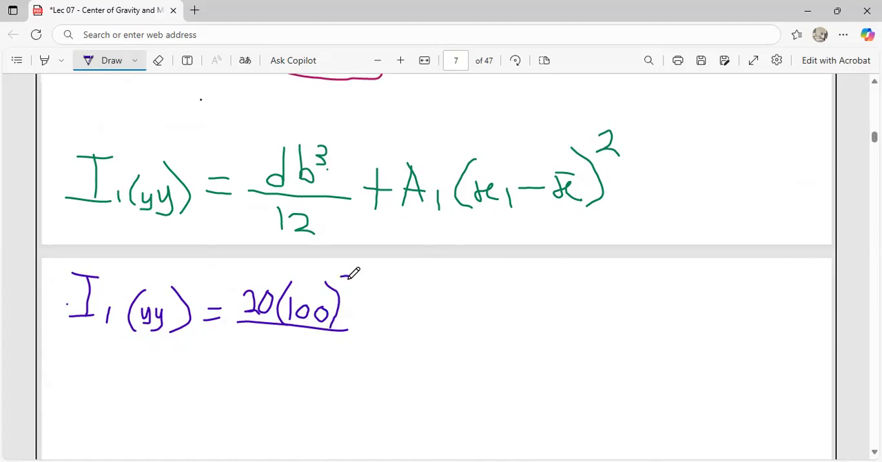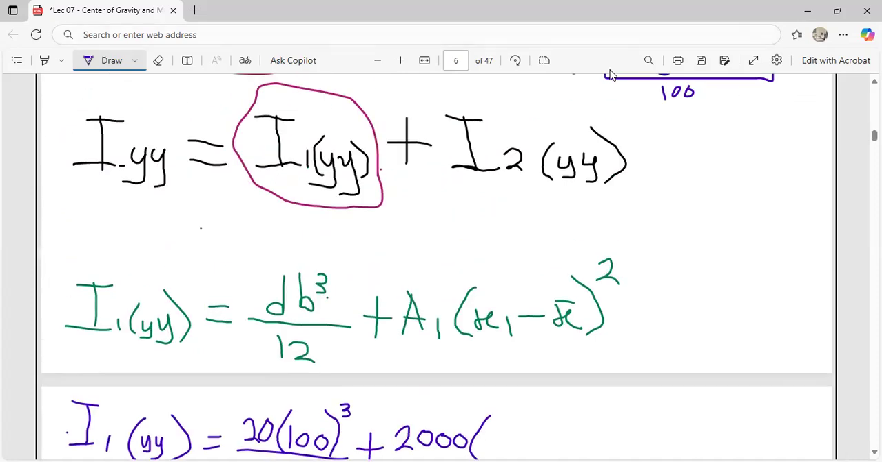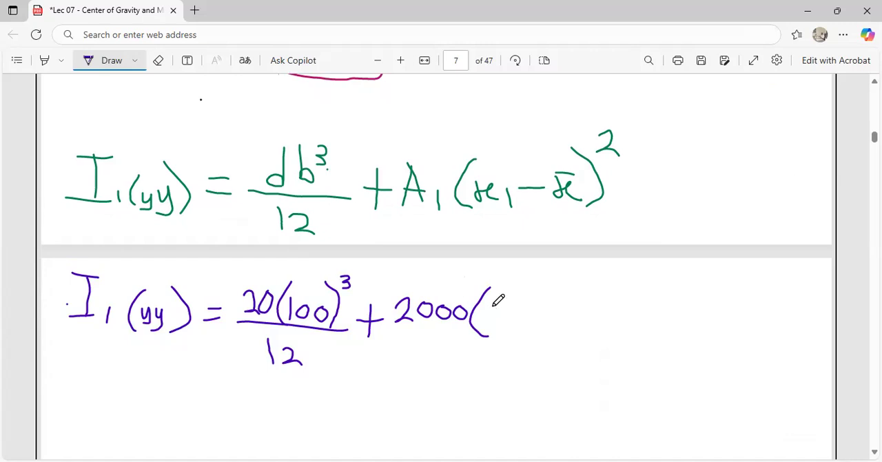All exponent 3, all over 12. Plus the area 1. The area 1, as we all know, was 2000. And then the x1. Our x, we saw that it is here, because their centers of gravity are intersected. They were all 100 divided by 2, which was 50/50. Yes, our x1 was 50, our x2 was also 50. So this is 50 minus, and then the y bar.